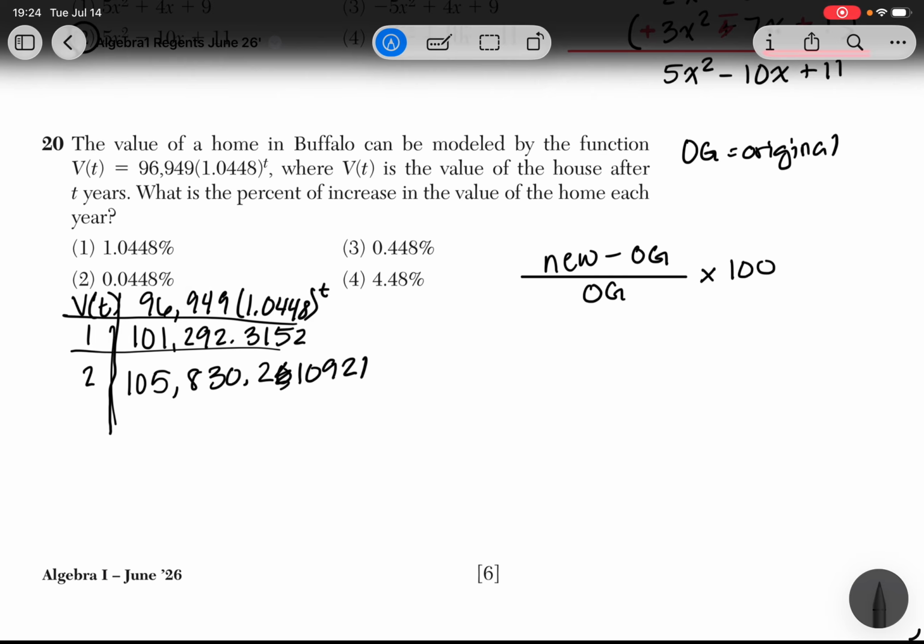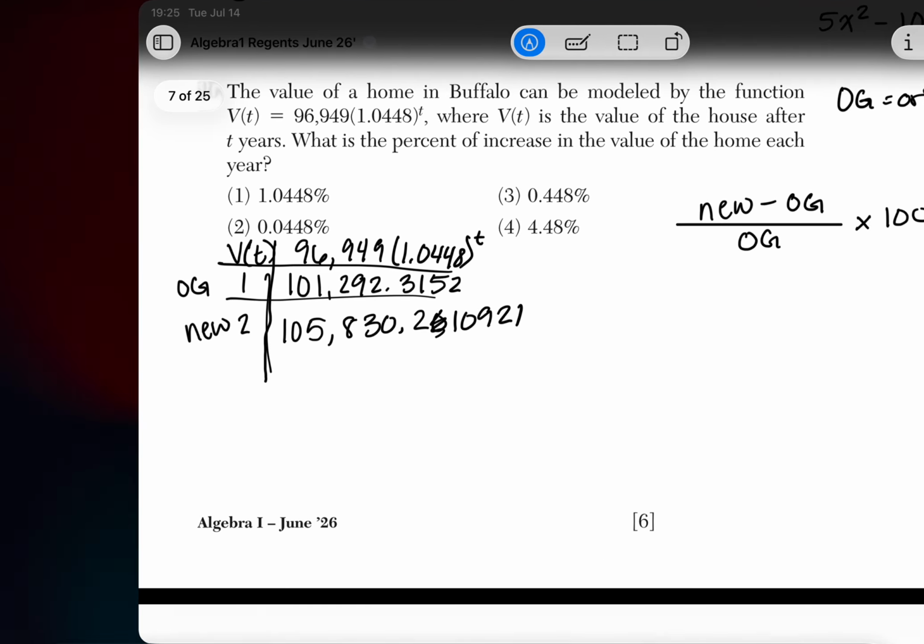So all I'm going to do is take those two values, whatever it is face value, and plug that into my calculator, taking the new, which is 2, and then our original, which is 1. So to help that make a little bit more sense, I'm going to show you how I do it in the calculator.